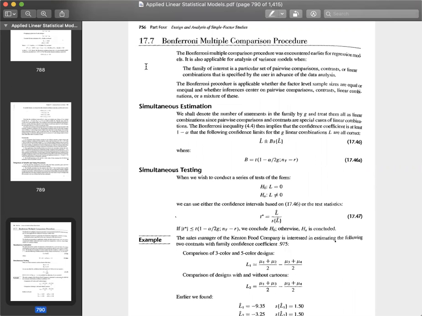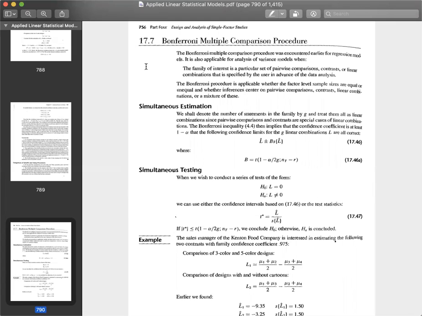The Bonferroni inequality 4.4 then implies that the confidence coefficient is at least 1 minus alpha that the following confidence limits for the G linear combinations L are all correct: L hat plus or minus B times S of L hat, where B equals the t-statistic of 1 minus alpha over 2G with n_T minus r degrees of freedom.